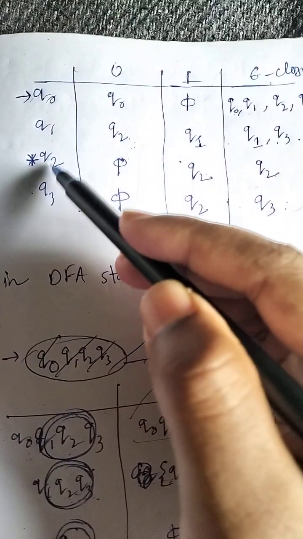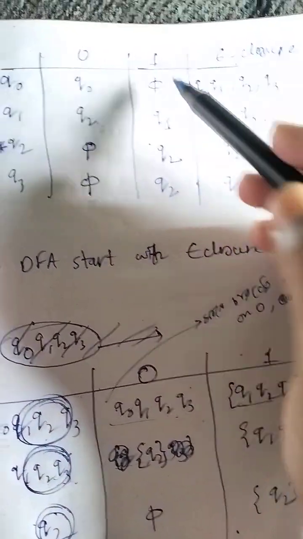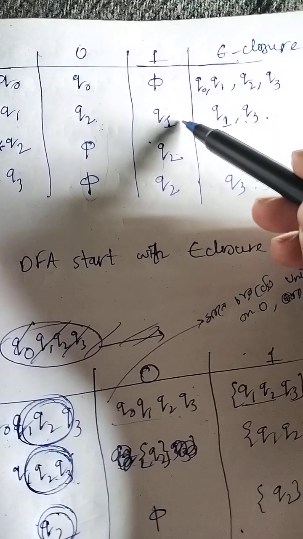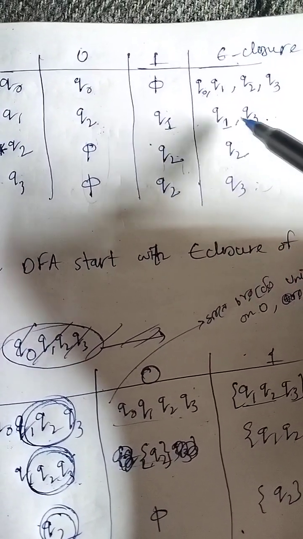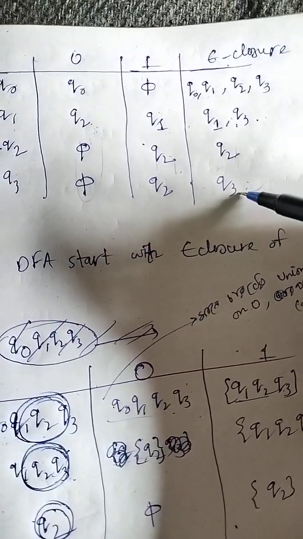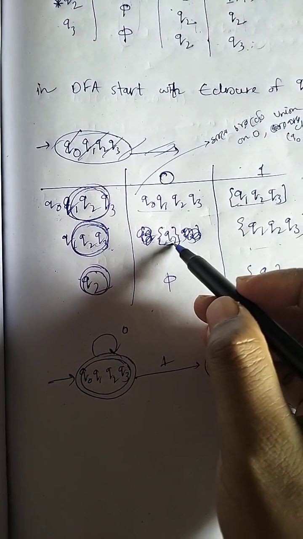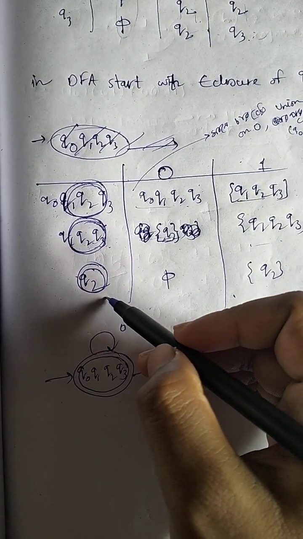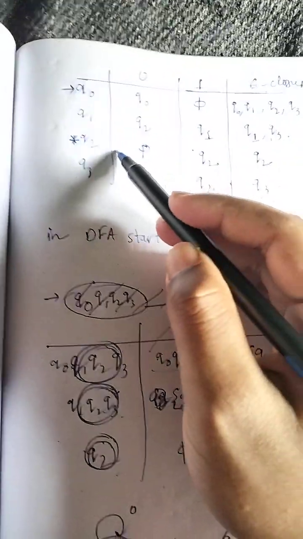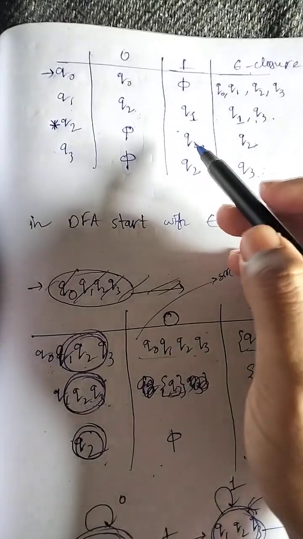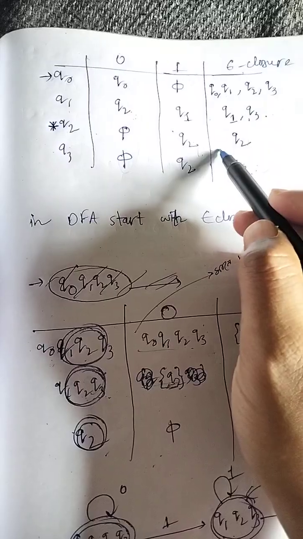Okay, now let's find the Q1, Q2, Q3 transition for input 1. So we just union them all, and as we need all the null closure unions, if we union them all, we get Q1, Q2, Q3, and there is a new state also, so we find the Q2 value as well. So if we check Q2 for input 0, we get phi, that means the death state, and if we find the value for 1, we get Q2 and its null closure is Q2 also.